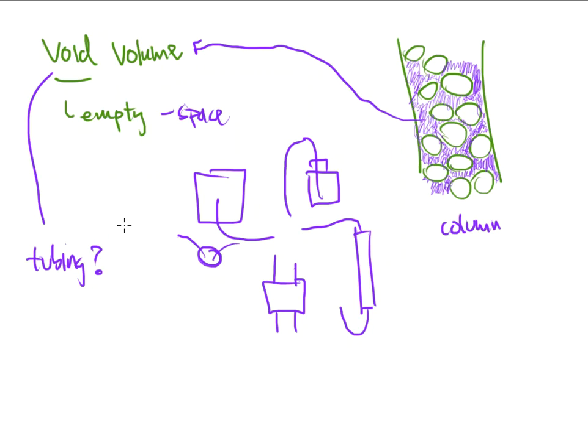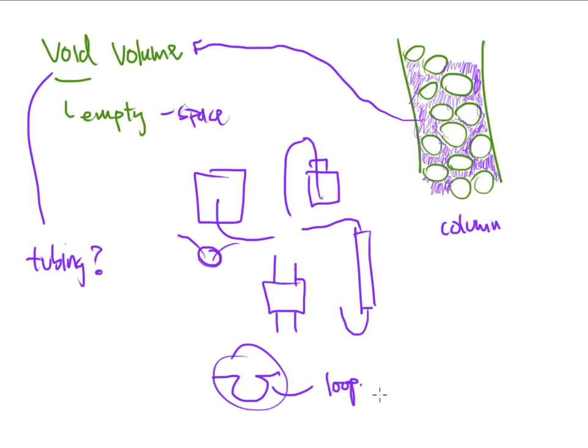So the tubing is going to give us void volume. The column is also going to give us void volume. And inside of this instrument, we also had that injector, right? And that injector had a loop. That loop can also give us void volume. So all of these are areas that will affect my retention time. All of these are also affecting my separation.